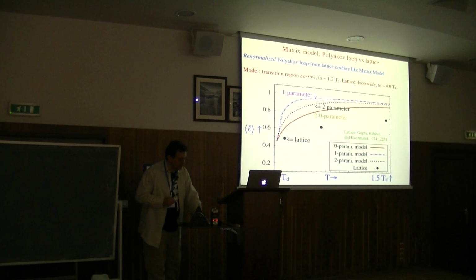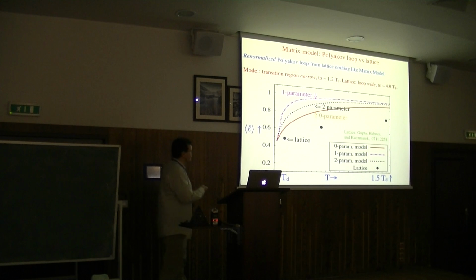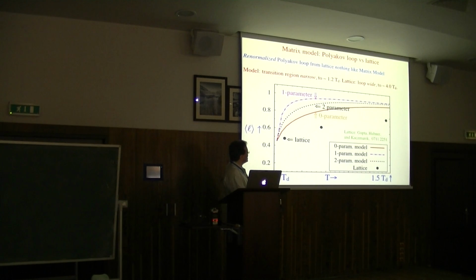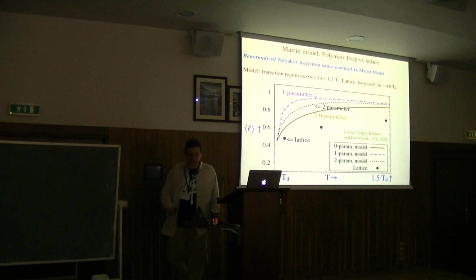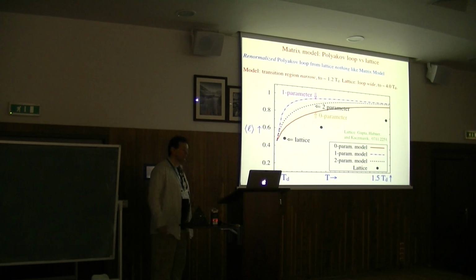So we have a model where we fit to the Polyakov loop. It agrees with the interface tension. It agrees with the pressure. The pressure was a fit, so that's not really a test. But the fundamental parameter that we are trying to fit is in stark disagreement.